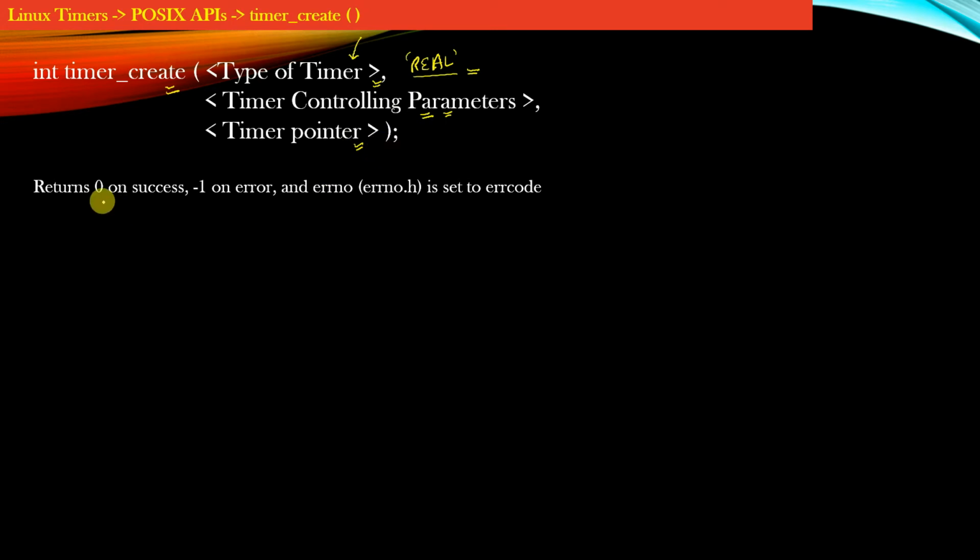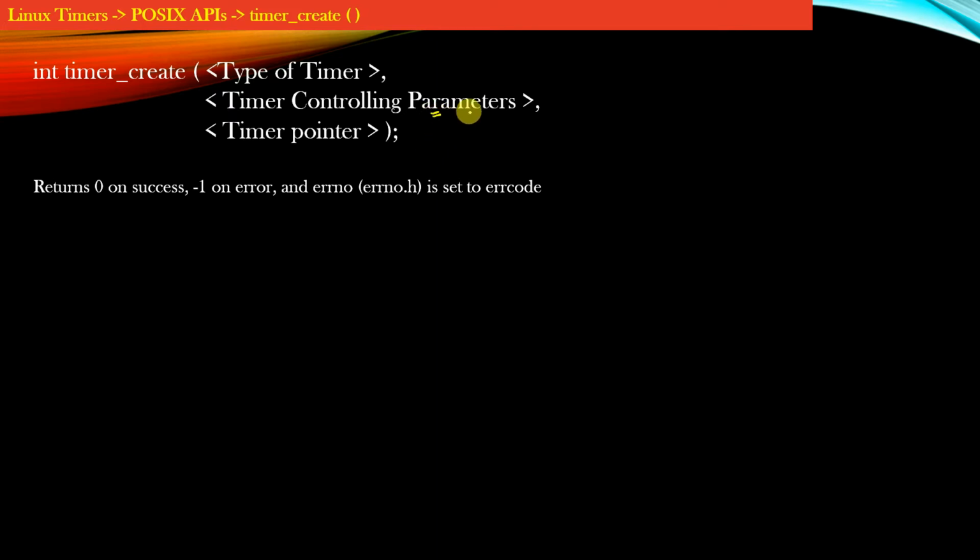The API returns 0 on success, otherwise it returns -1 on error, and the global variable errno is set to represent what kind of error has occurred. Now this global variable is defined in file errno.h, and you can always print this number using %d format specifier, right? So in case the timer_create returns -1, you can see what caused the error by printing this errno variable.